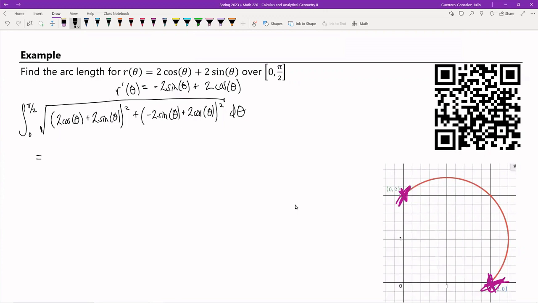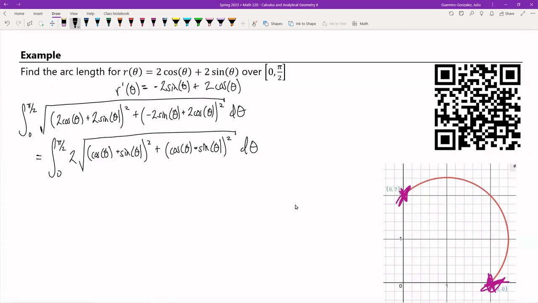But the final result of that cleanup is this: the integral from 0 to pi over 2 of 2 times the square root. I'm not going to put the roof on it yet. What gets left from here is cosine theta plus sine theta quantity squared. And then I'm going to get left with minus sine theta plus cosine theta. I'm just going to switch them around, so it's going to be plus cosine of theta minus sine theta squared. And now I'm going to put the roof over all of that, d theta.